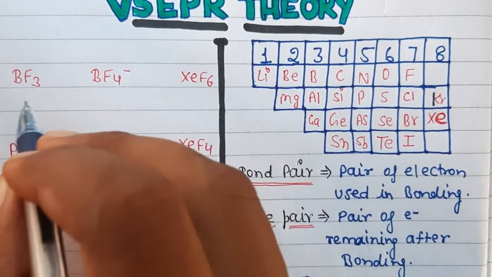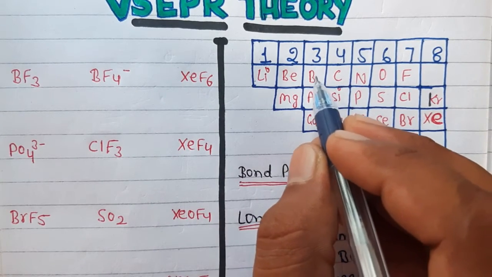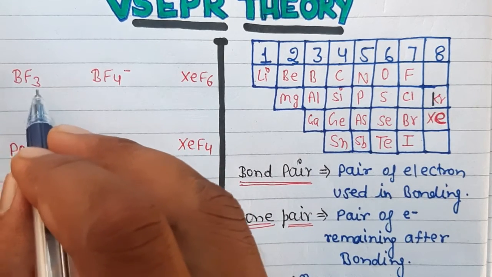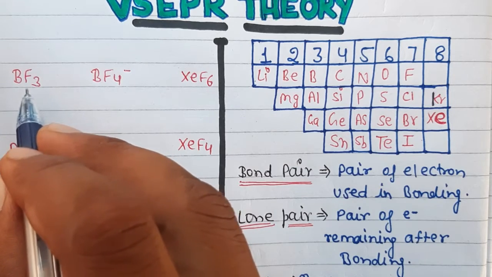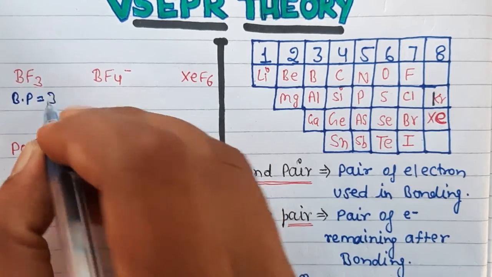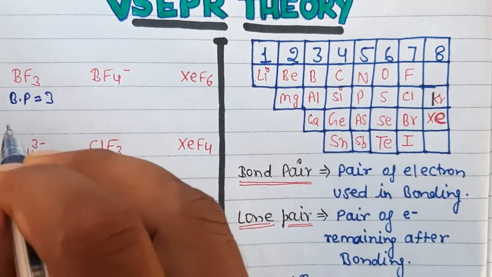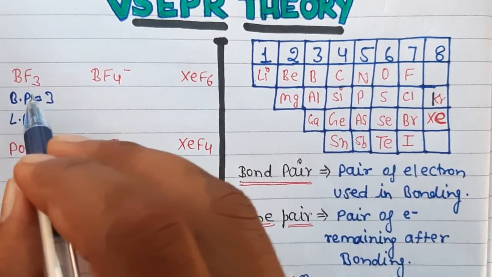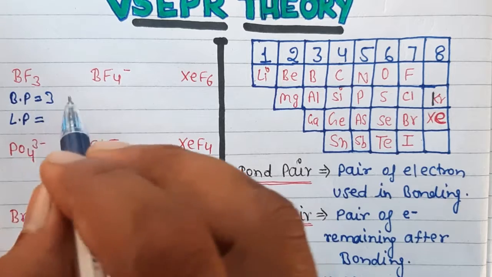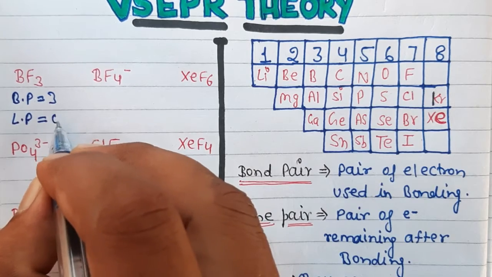So first example, let's solve BF3. From the table we can see the total valence electrons of boron is 3. Here the surrounding atoms are 3, and it forms 3 bonds with fluorine atoms, right? So the bond pair is 3, because it forms 3 bonds with fluorine atoms. Now the lone pair: boron has 3 valence electrons and it has already used these 3 electrons with fluorine. So now boron has 0 valence electrons, so the number of lone pairs is 0, right?